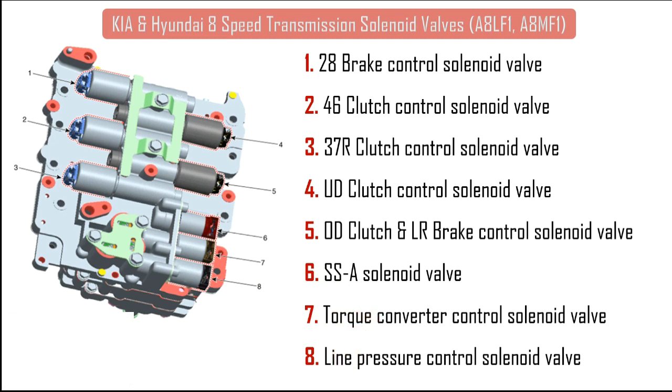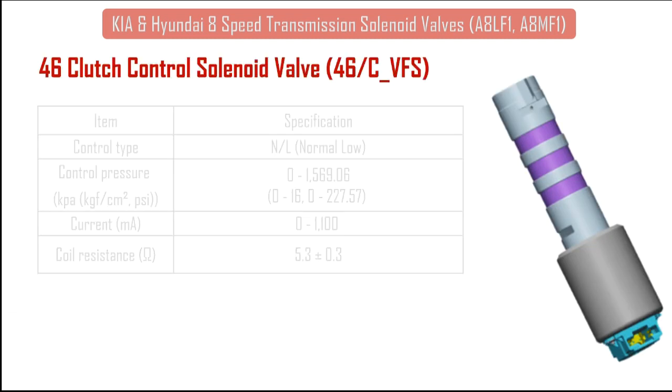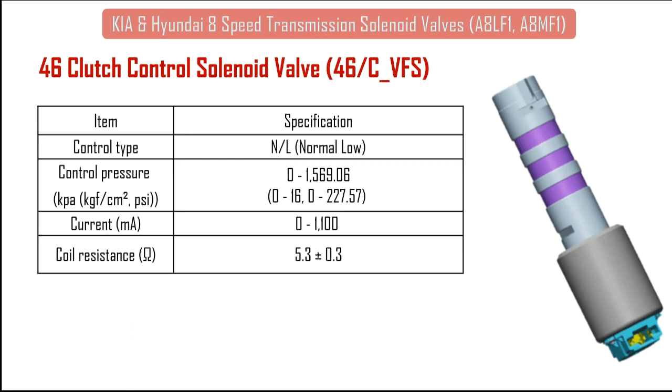All these solenoid valves are not exactly like each other. They have different resistance, and they have different values in the scan tool if you are trying to check them there. So we know the location right now. We need to go to the next step to see how we can test them. We can start from the first one, which is the 4/6 clutch control solenoid valve.